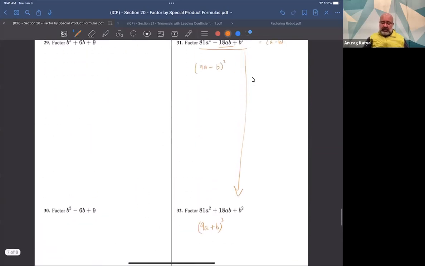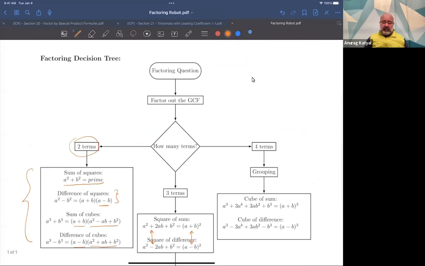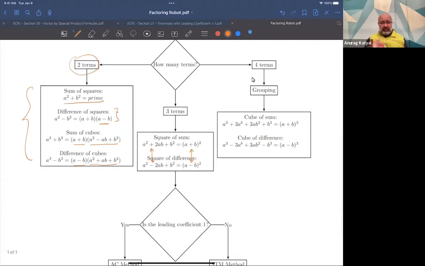So again, just to recap, always factor out the GCF first. If there is a GCF, factor it out. If there's no GCF, or you factored it out already, ask yourself how many terms. You have 2 terms, use all of these formulas and check to see which one works. If you have 3 terms, try these 2 formulas. If those 2 formulas don't work, we'll see what we have to do in the very next section.